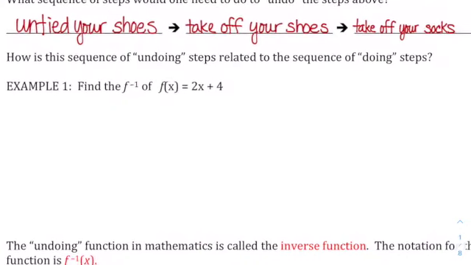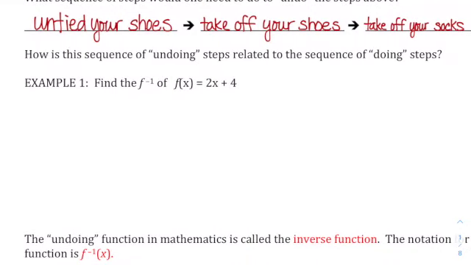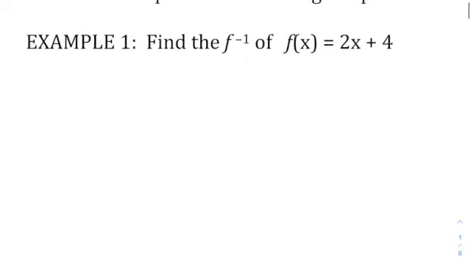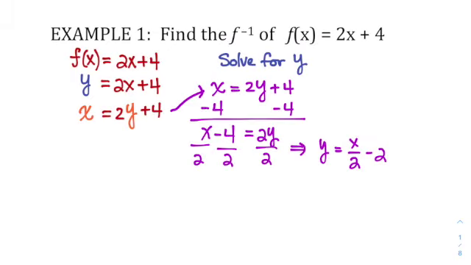Example number 1. Find the f inverse of f of x equals 2x plus 4. Step number 1, we are going to take f of x and change it into y. I'm going to write down the steps and explain them. As we follow through, I copy down the problem, f of x equals 2x plus 4, and I change f of x to y equals 2x plus 4. Then I swap x and y, the x becomes y, the y becomes x. X equals 2y plus 4. That's the second step. Then solve for y.